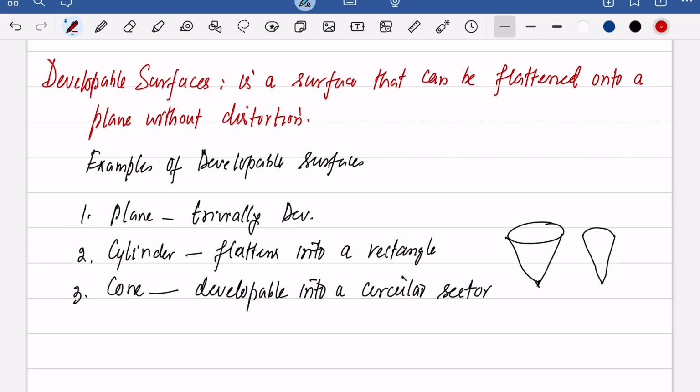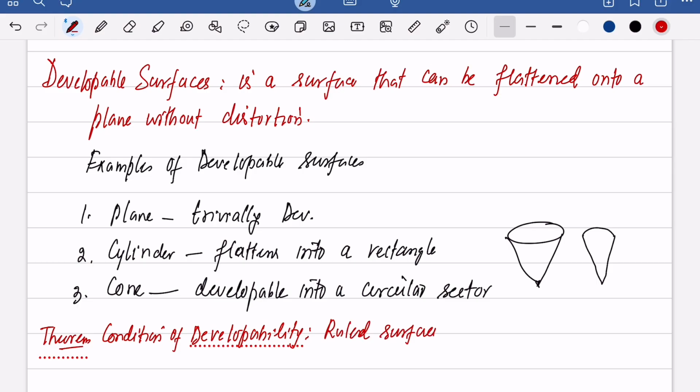Now we take one theorem. This is the condition of developability. Suppose we are given a ruled surface, which we know is a surface that can be generated by a straight line by sweeping it across space. Suppose its equation is given by C(u) plus some lambda times d(u), where d(u) is the direction vector and C(u) is the equation of the curve. Then the condition for developability is as follows.